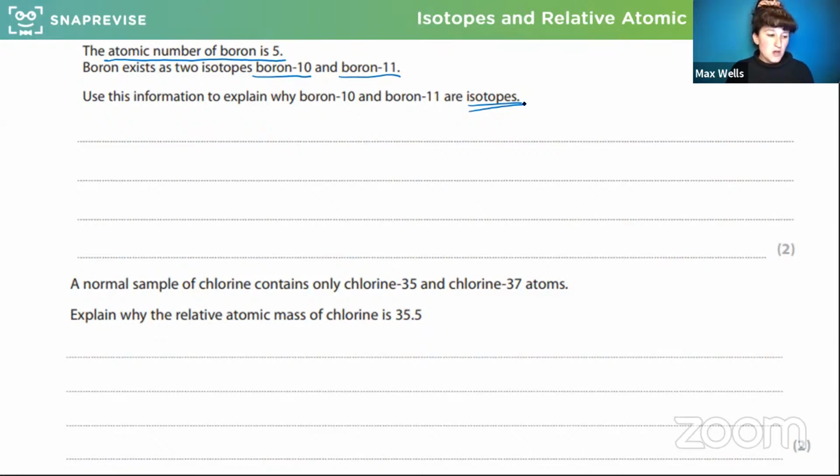Whilst you guys are having a go at this, coming up with an answer, it's 2 marks, so we're going to need to say at least 2 things, or give 2 points. Can you explain why boron 10 and boron 11 are isotopes?